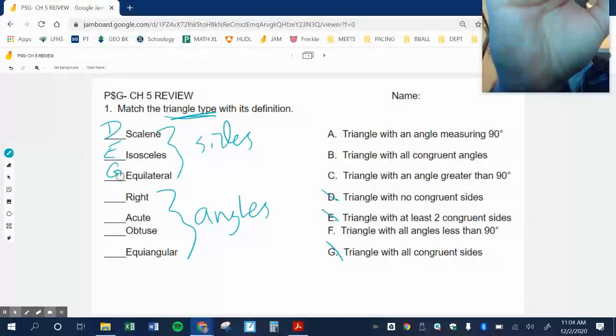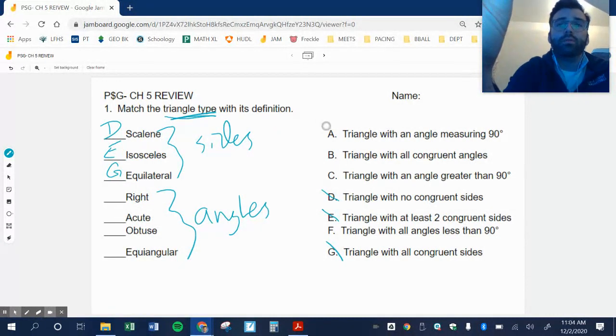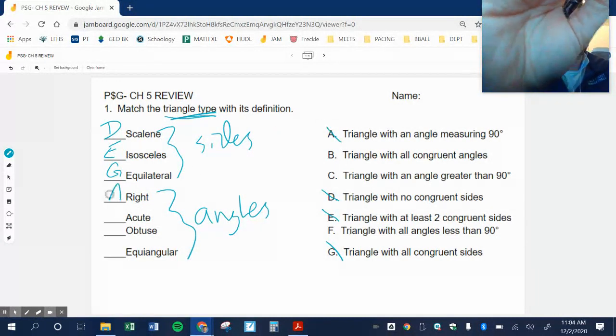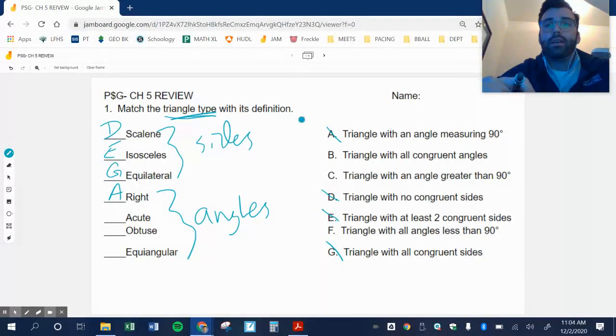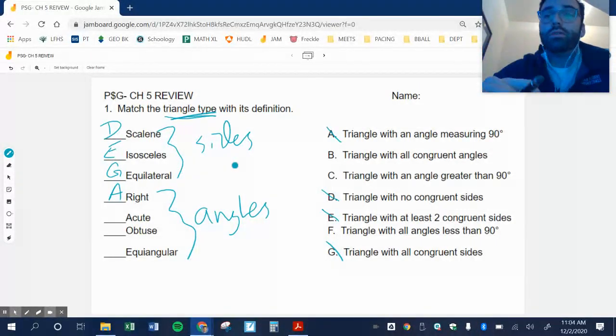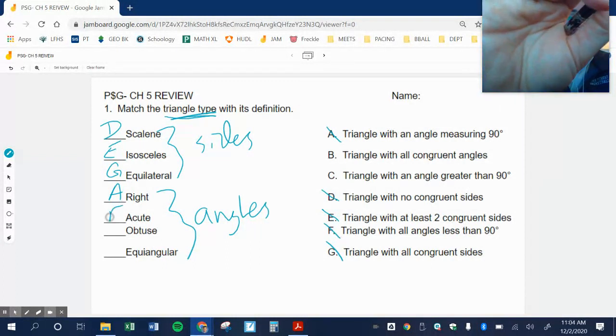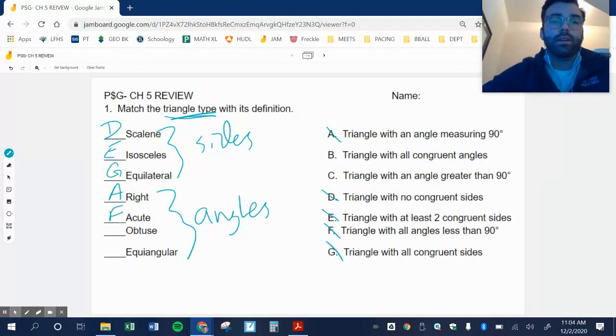That's G. A right triangle. Now we're talking about classifying by its angles. A right triangle is a triangle with an angle measuring 90 degrees. An acute triangle: remember, an acute angle is any angle that's between 0 and 90. So acute triangles have all three angles that are less than 90 degrees, obviously greater than 0.